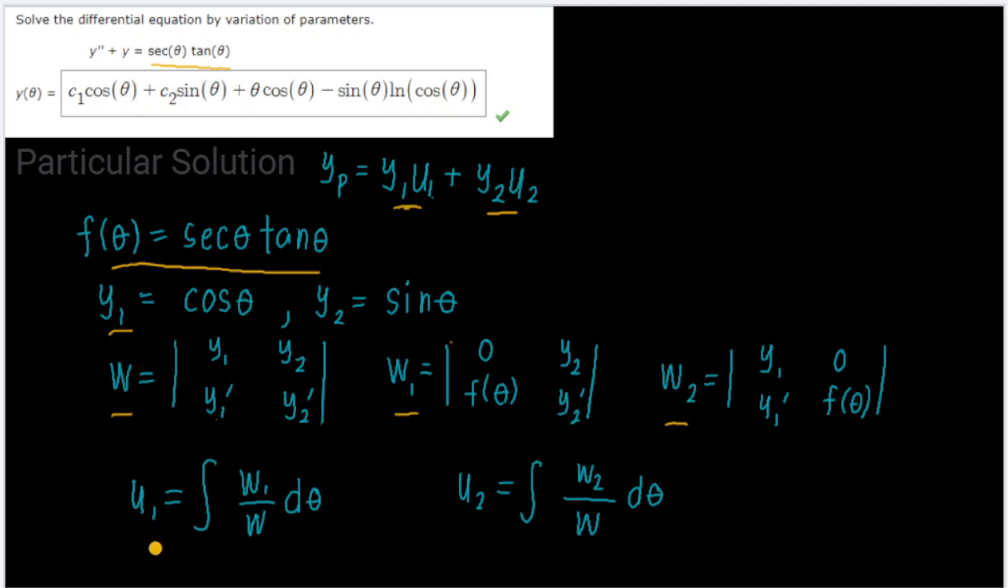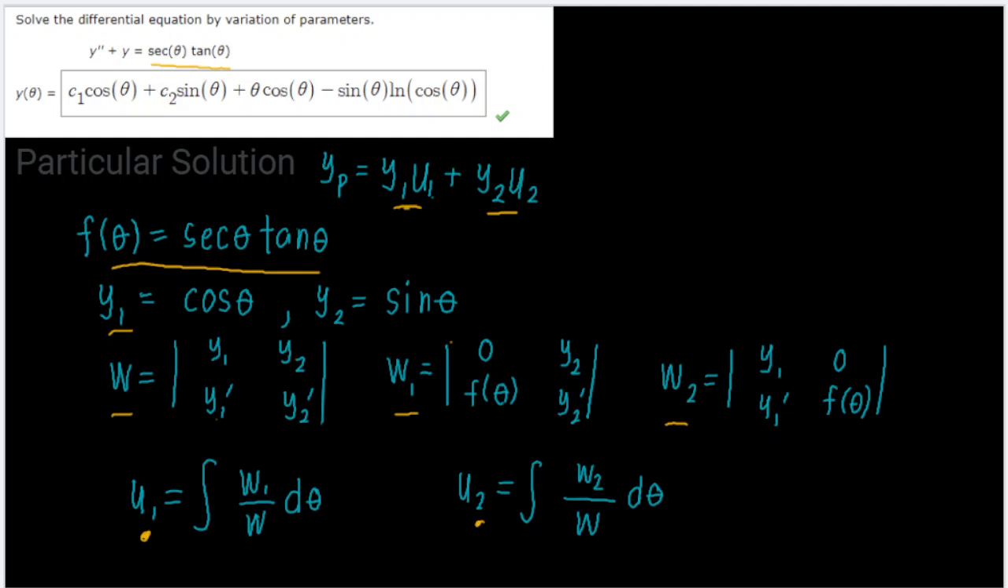Now, to solve for u sub 1, we just integrate w sub 1 over w with respect to theta, and our u sub 2 is equal to the integral of w sub 2 over w with respect to theta. Our goal is to find these u sub 1 and u sub 2, and we're going to use w sub 1 and w sub 2 to find these. After finding u sub 1 and u sub 2, let's substitute that into our particular solution.